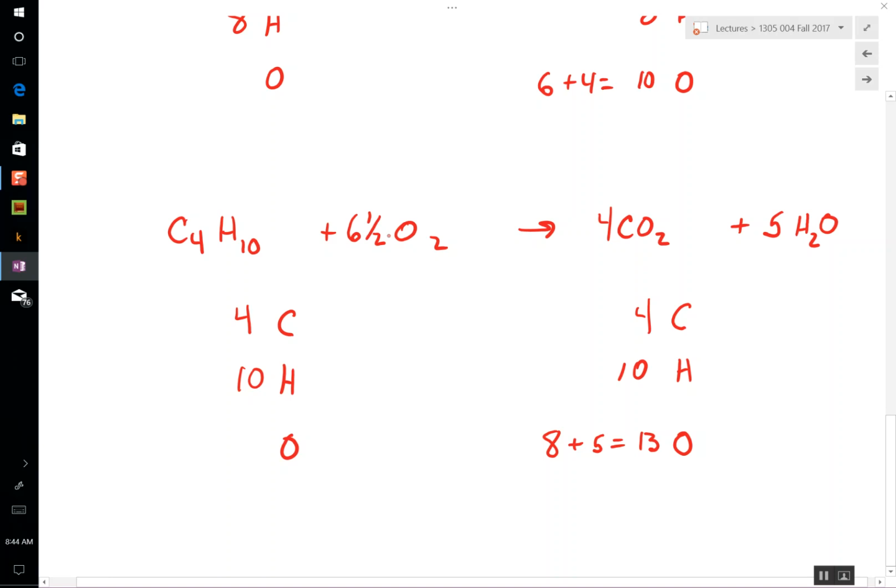Okay, now what can we do about that? We don't like fractions. We don't like to say, oh, 1 mole of that reacts with 6 1/2 moles of that to form 4 moles of that. And it's correct, that's balanced, but we would like to elevate that up to an integer.